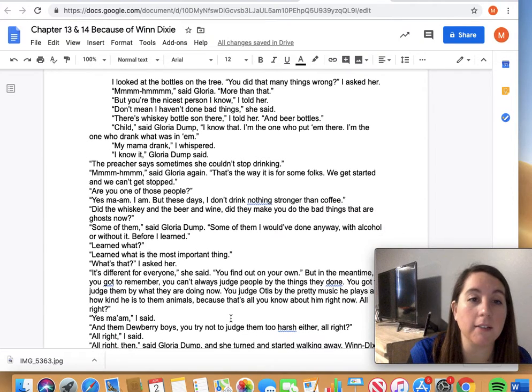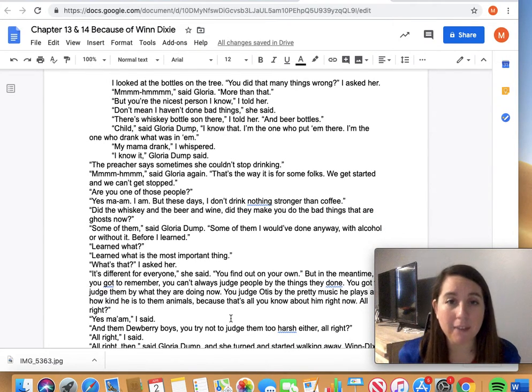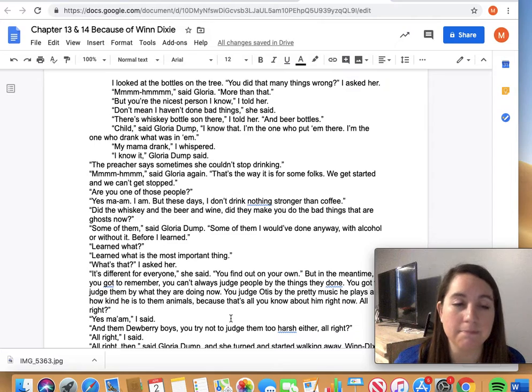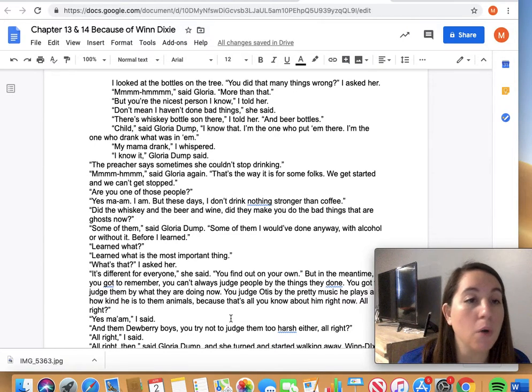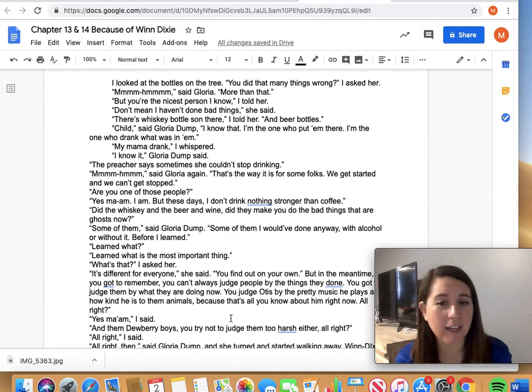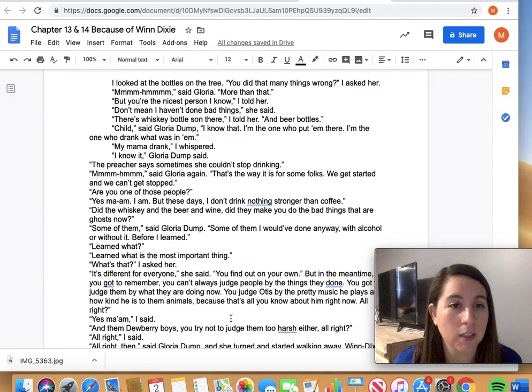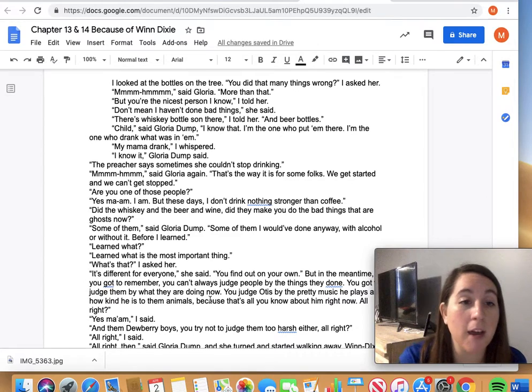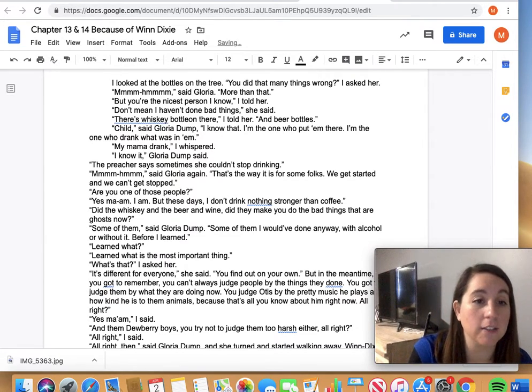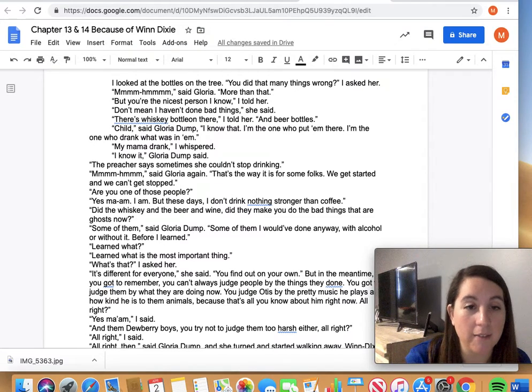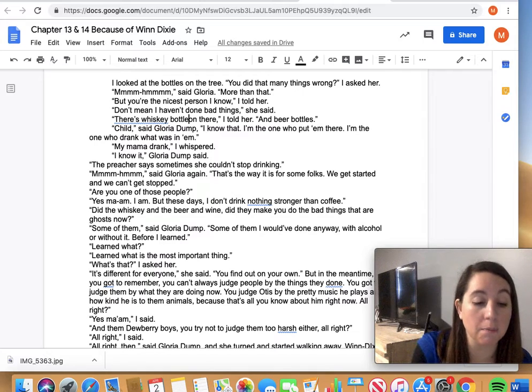I looked at the bottles on the tree. You did that many things wrong? I asked her, said Gloria. More than that. But you're the nicest person I know, I told her. Don't mean I haven't done bad things, she said. There's a whiskey bottle up there, I told her, and beer bottles. Child, said Gloria Dump, I know that. I'm the one who put them there. I'm the one who drank what was in them.